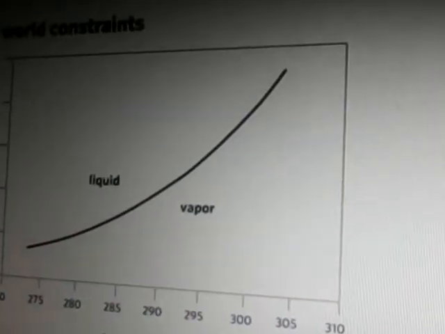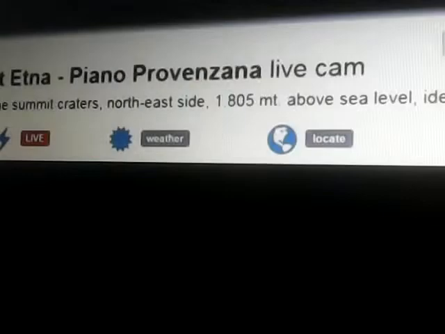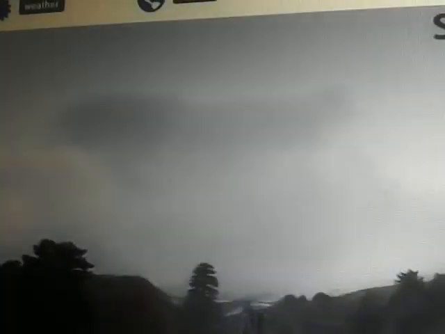Here's an example of a real-world constraint on climate models that has to do with the relative proportions of liquid water and water vapor. At warmer temperatures, more of the water present will be in vapor form, and at colder temperatures, less of the water present will be in vapor form, and more will be as liquid water or even solid ice, which isn't shown here.